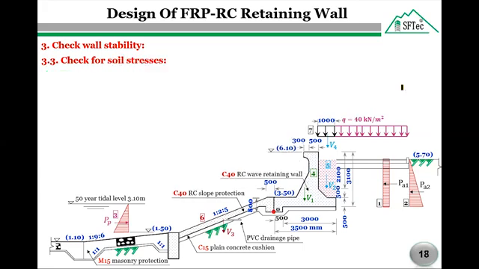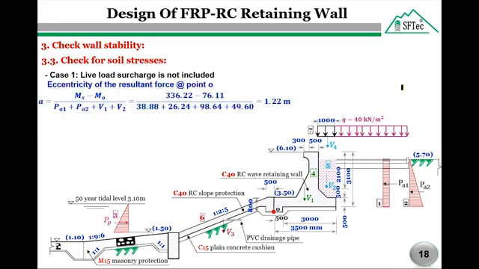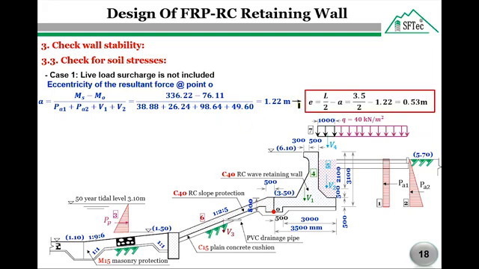Let us go with the third check. The third check we have here is a check for soil stresses under the wall base. Here we will consider two cases. The first case, live load surcharge is not included. The location of the resultant of all acting loads on the retaining wall with respect to point O can be calculated as follows. Then the eccentricity with respect to point O equals 0.53.